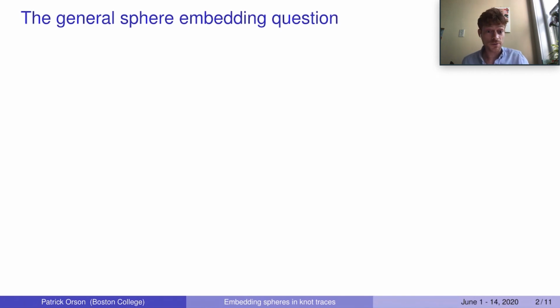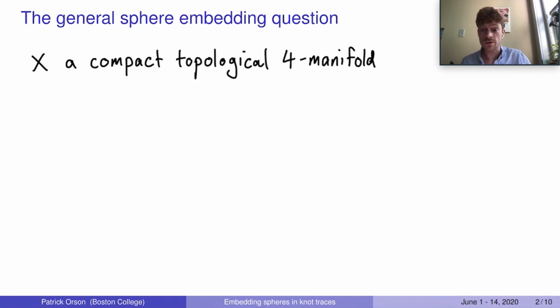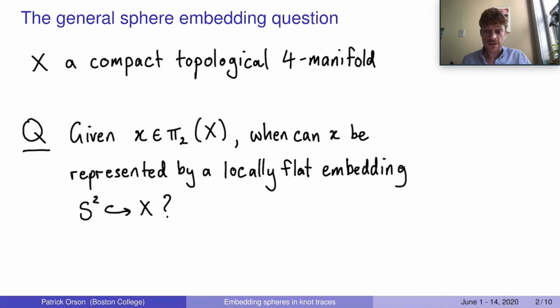This is a talk about topological manifolds. Throughout this talk, X is going to be a compact topological four manifold. So the main question that we're interested in is an extremely general question. And it's the following. Given a class in the second homotopy group of X, when can this class be represented by a locally flat embedding of a two-sphere?